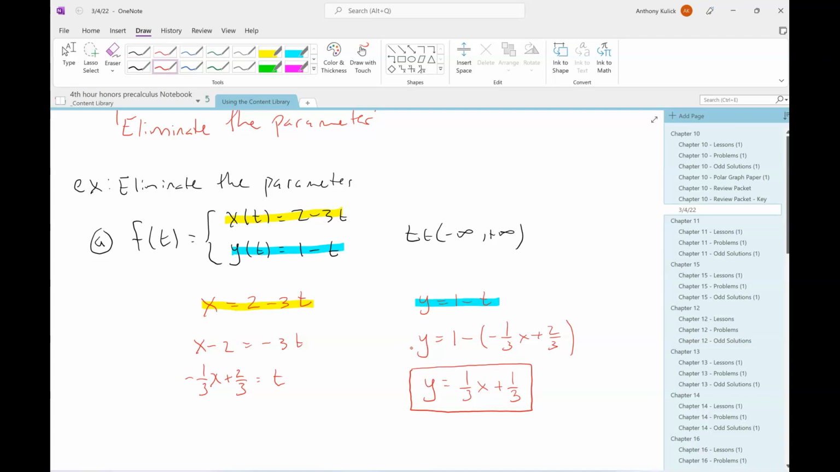Here's the tricky part, is I've given you this Cartesian equation, and if I look at this Cartesian equation, this just appears to be the equation for a line, right? Everybody should recognize that as y equals mx plus b. What would the domain and range for that equation be, or for that function? This should be trivial for you at this level.